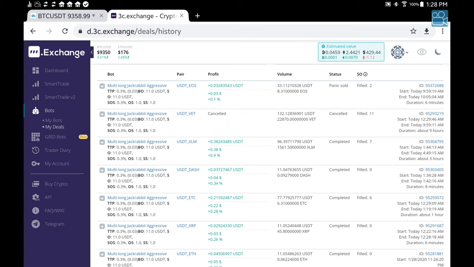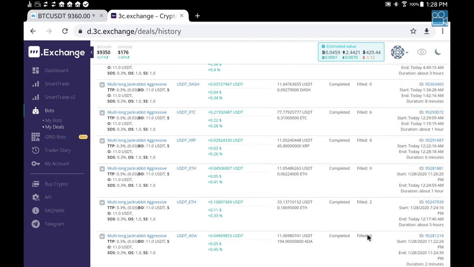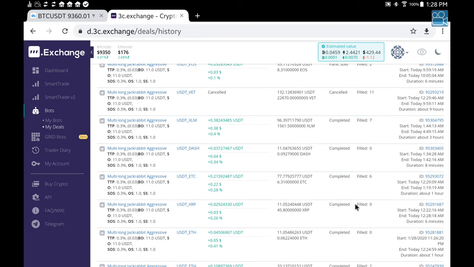It moves quickly. You can tell how many safety orders it took to turn a profit. And as you can see, some of them are very low or none at all. This is actually my highest one, which is why I canceled it.